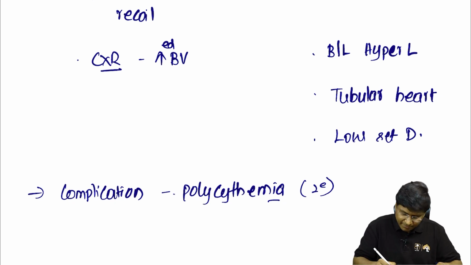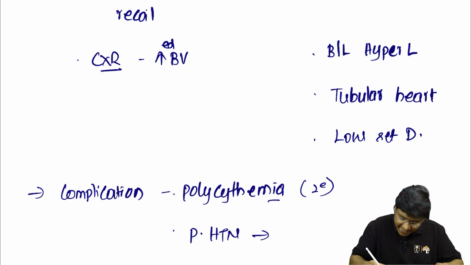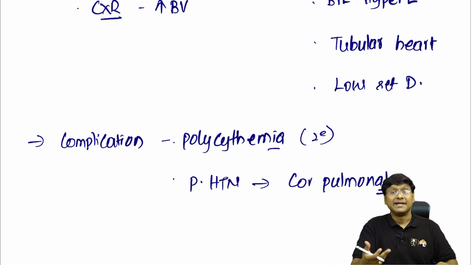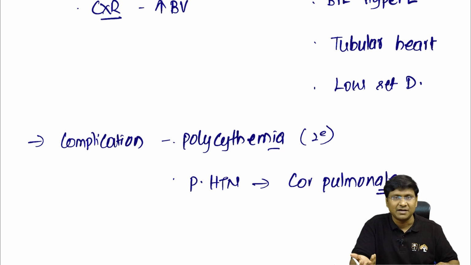And another important complication is the development of pulmonary hypertension as well as cor pulmonale. So what do you understand by the word cor pulmonale? It is where there is development of right ventricular dilatation followed by right ventricular failure secondary to increase in pulmonary artery pressures. So that is what is called cor pulmonale.